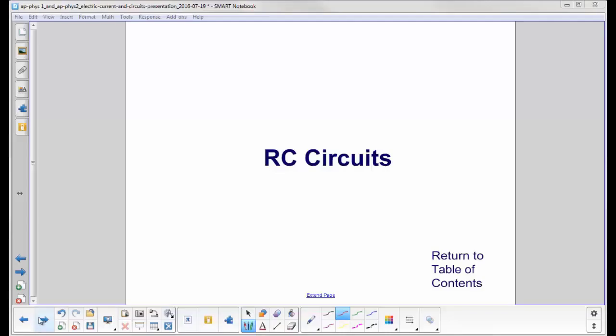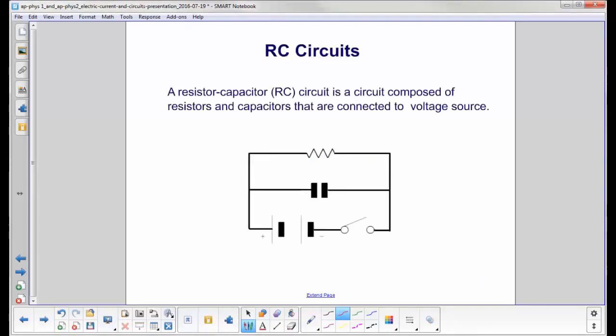RC circuits. A resistor capacitor, otherwise known as an RC circuit, is a circuit composed of resistors and capacitors that are connected to a voltage source. This is the symbol for the battery that's shown sometimes, as opposed to what we've used, and we've actually used this. This is a capacitor, right? We've shown it like that, and this is a resistor.